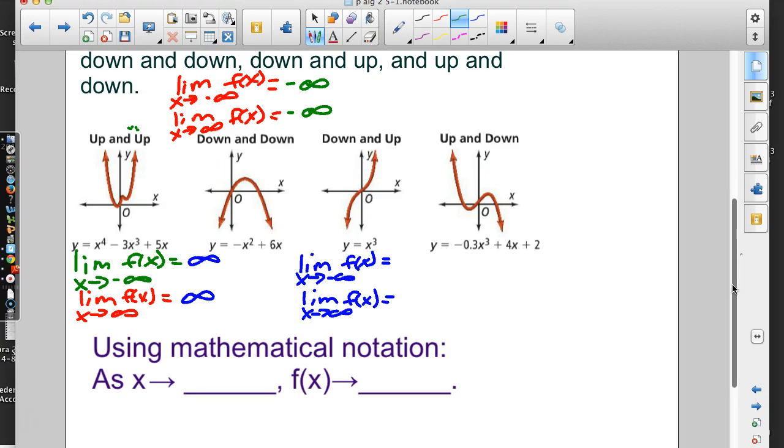Is it going up or down on the left-hand side? Down, so negative infinity. How about if you start at 0 and go to the right forever? Where's it going? Up, so positive infinity. There it is. All right, last one. Limit as x approaches negative infinity, f of x equals; limit as x approaches infinity, f of x equals.